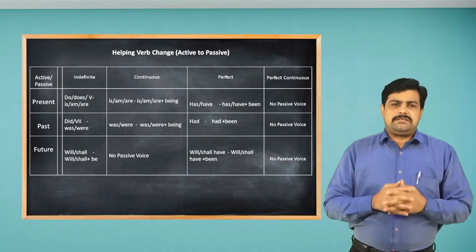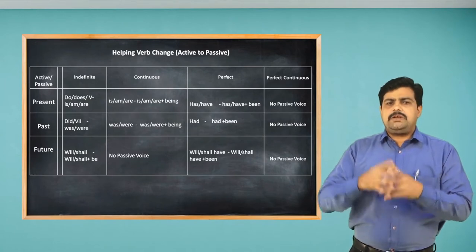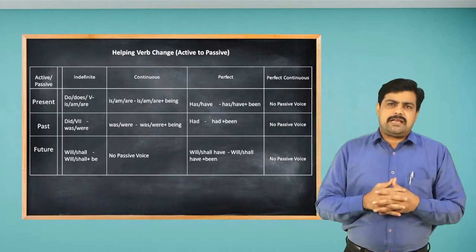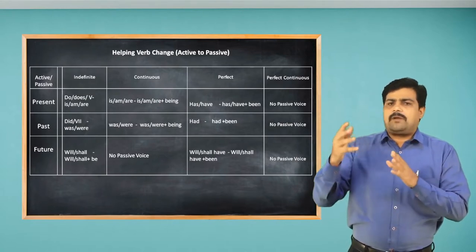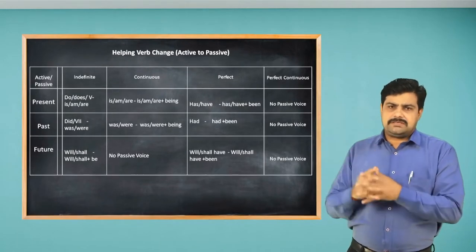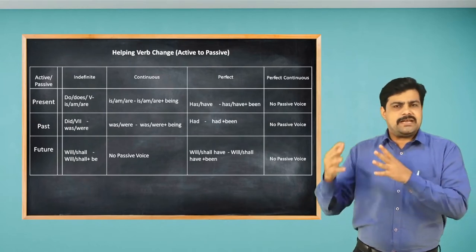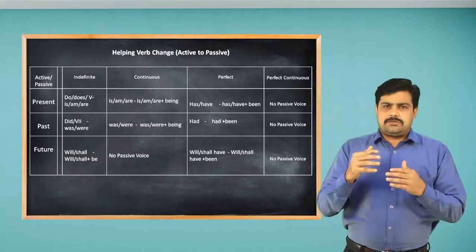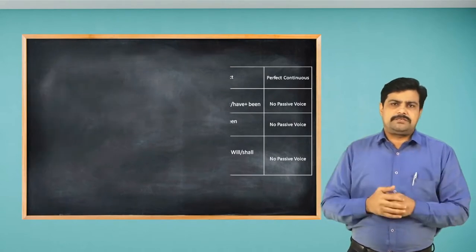Likewise, in future tense, will or shall in indefinite tense are changed into will or shall plus be, and in continuous tense we have no passive form. Likewise, in all perfect continuous tenses and the future perfect tense we have will, shall, have, and these are changed into will, shall, have plus been. So this is a table of helping verb changes in passive voice.